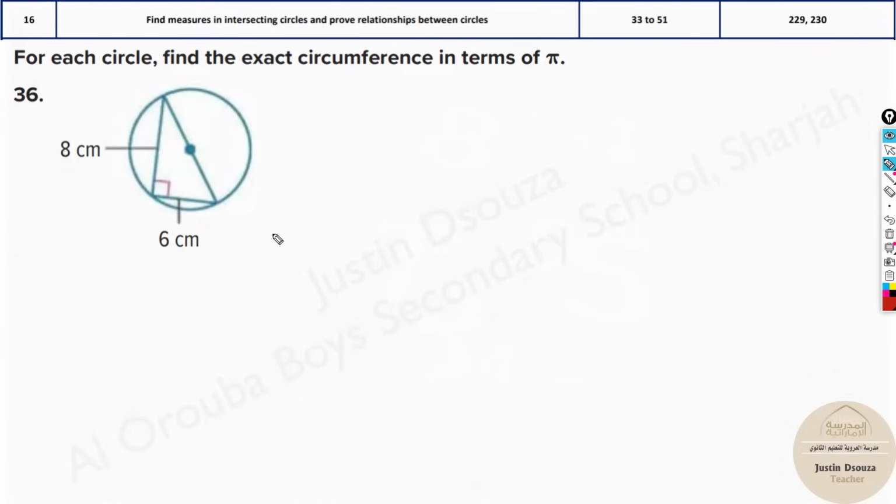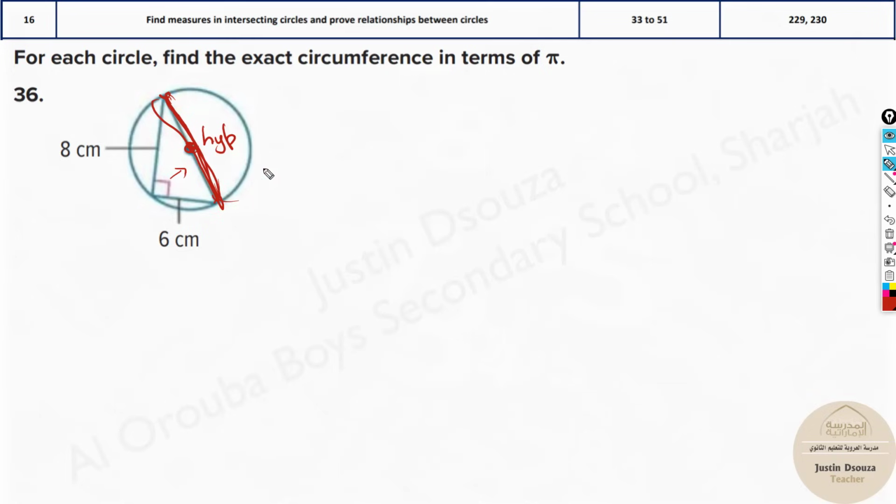Looking at the next question, we need to find the circumference of this particular figure. Here they have given the sides. They have told us this is 90°. What about this side? It's obviously the hypotenuse, which is opposite the 90°. But it's also the diameter of the circle, right? It passes through the center. You can see it cuts the center and touches the ends of the circle.